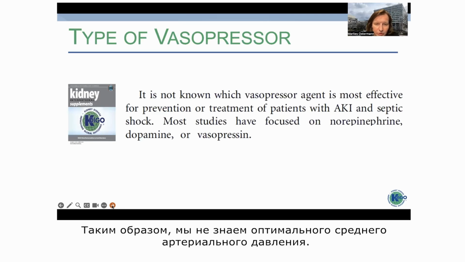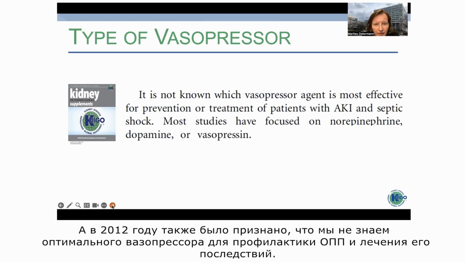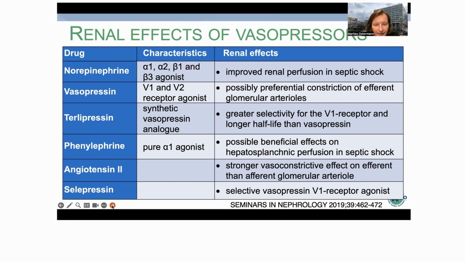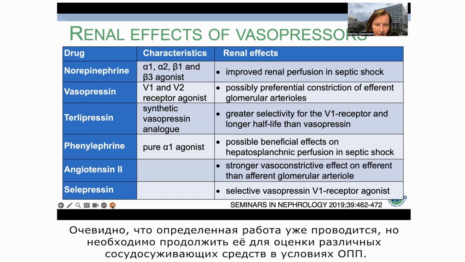So we don't know the optimal mean arterial blood pressure. And in 2012, it was also recognized that we didn't know the optimal vasopressor to prevent and manage acute kidney injury. We still don't know the optimal vasopressor, but we do know that different vasoconstrictors act differently on receptors within the kidney. And clearly some work is already happening, but more work is necessary to evaluate these different vasoconstrictors in the setting of acute kidney injury.